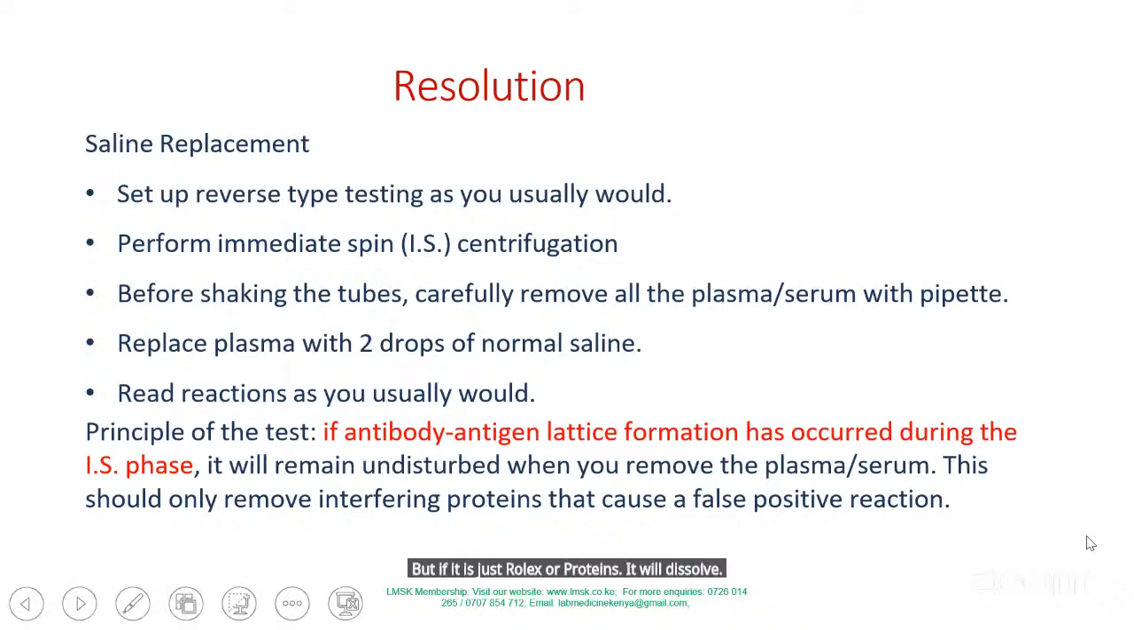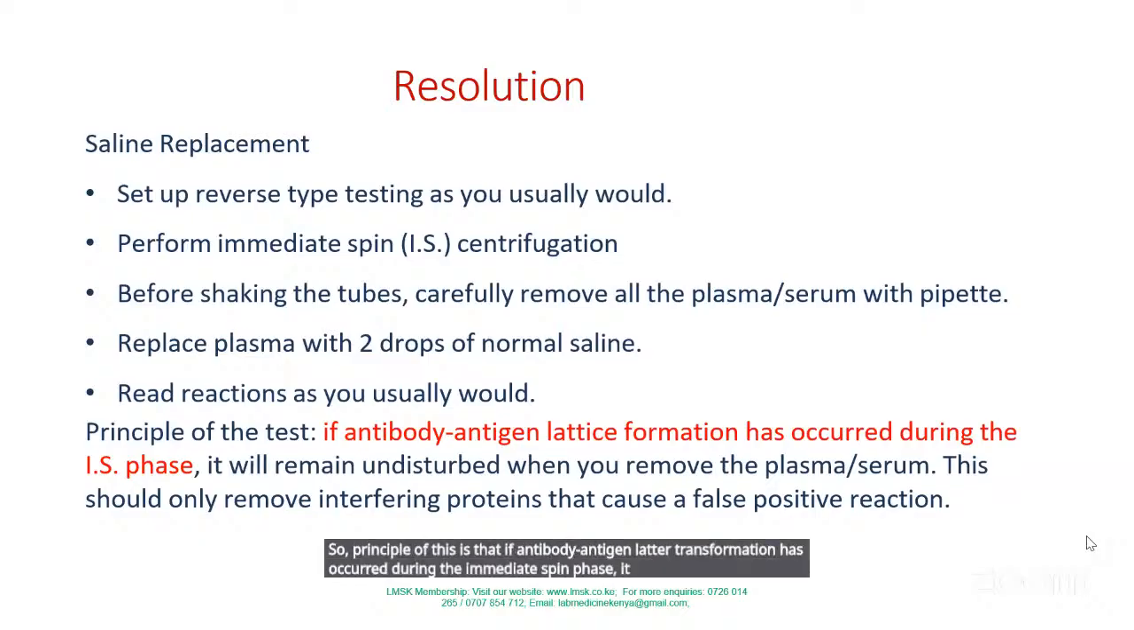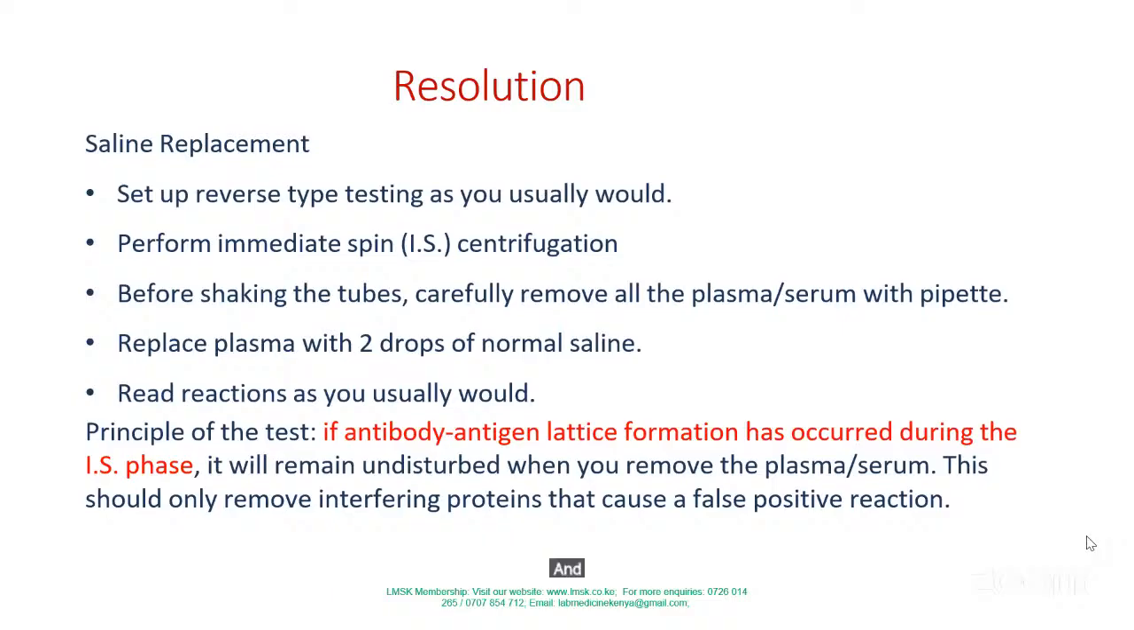So the principle of this is that if antibody-antigen lattice formation has occurred during the immediate spin phase, it will remain undisturbed when you remove the plasma or serum. And this should only remove interfering proteins that cause false positive reactions.